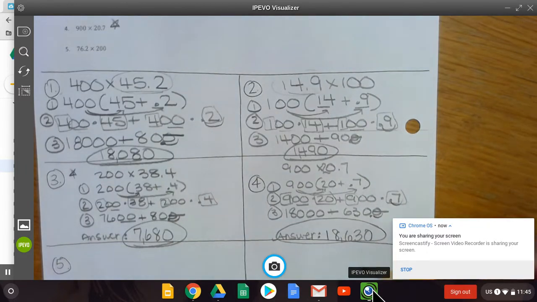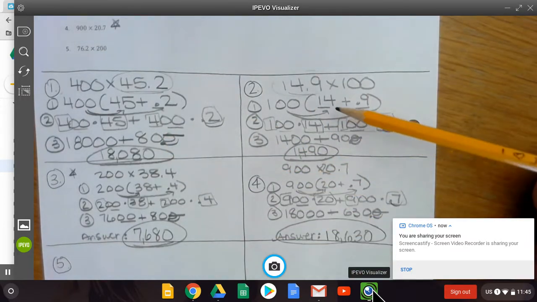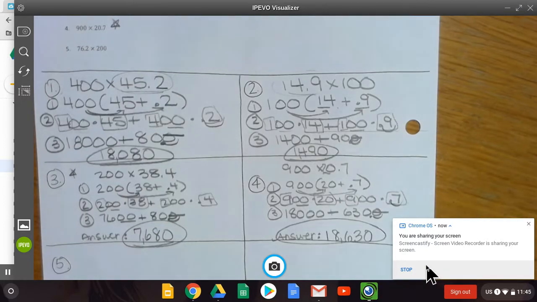Now, for your questions around the room, they are all identical to this. Use this as a guide. You must set them up. You have to have 3 steps for every single one of your problems around the room. There are, I think, 11. So good luck. Do your best. Try your hardest and make sure you're showing all your steps.